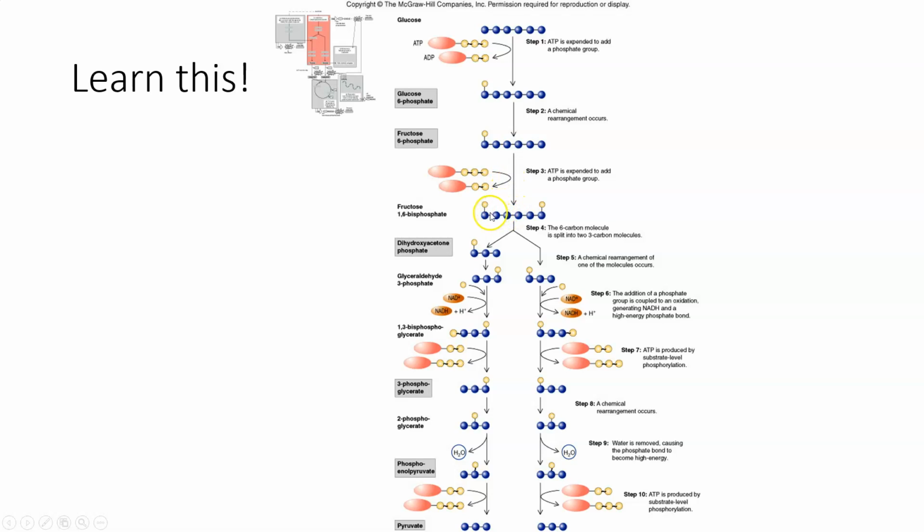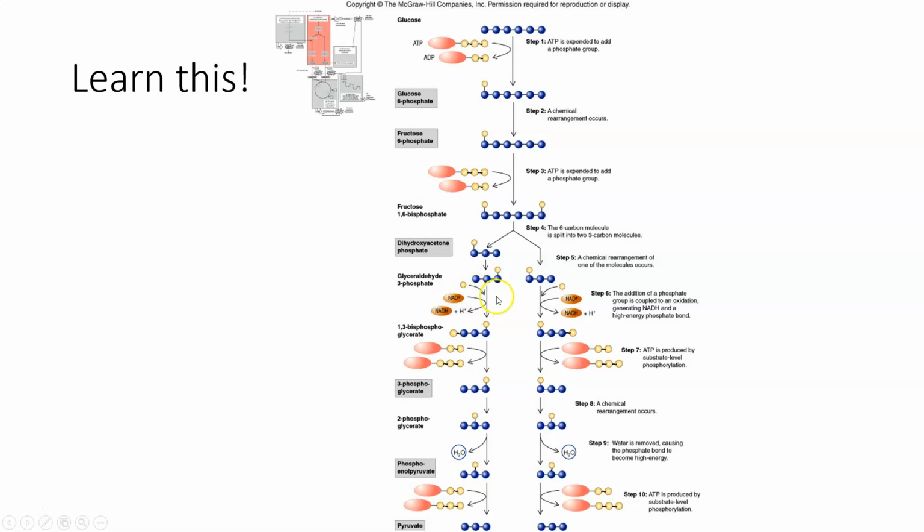Notice that now we have a phosphate on the 1st carbon and the 6th carbon. This molecule splits into two 3-carbon molecules called dihydroxyacetone phosphate. Now, this molecule is very unstable, and so it pretty quickly changes into glyceraldehyde 3-phosphate or G3P. This molecule is also going to play a role in photosynthesis later. It's an important little molecule in a lot of different places.